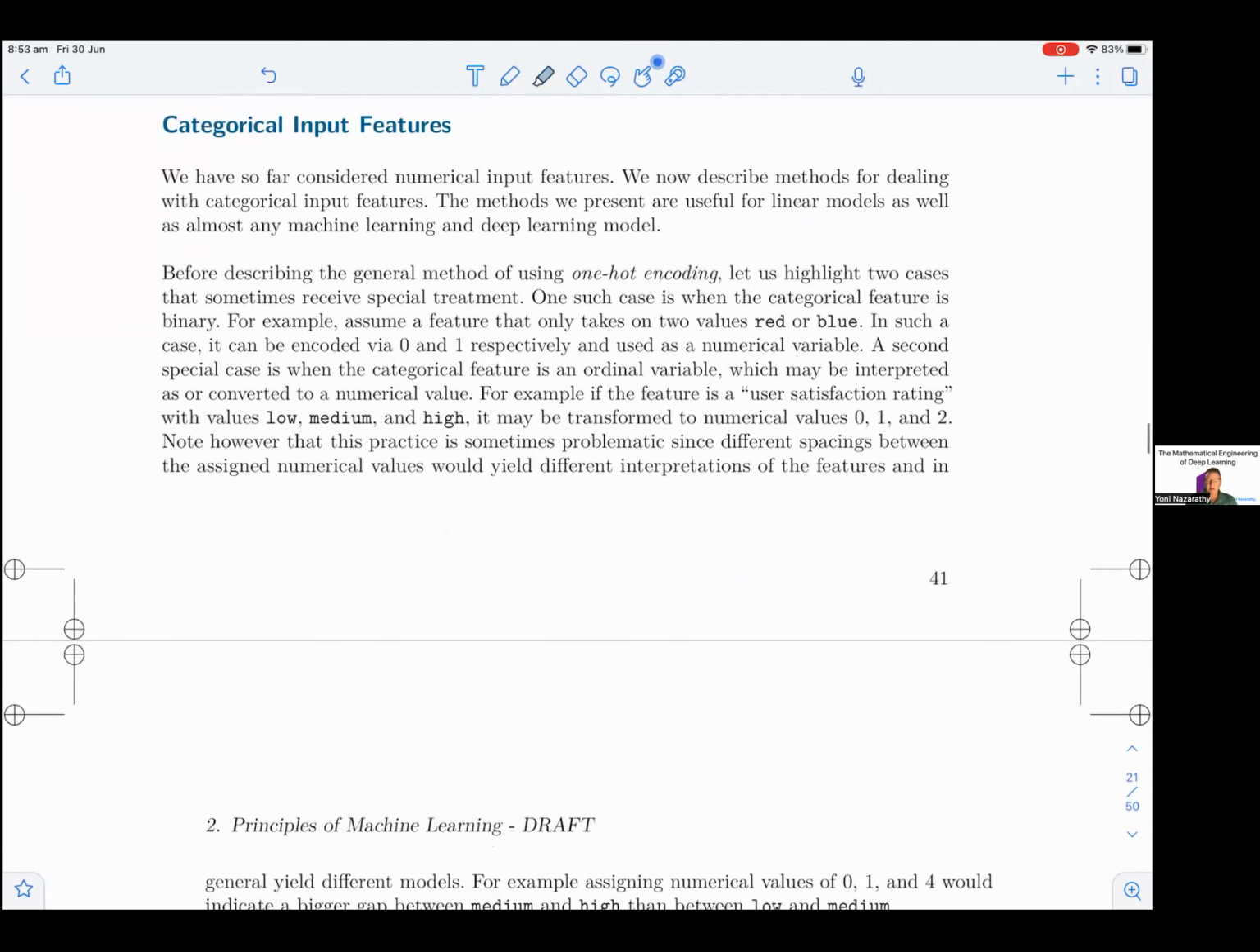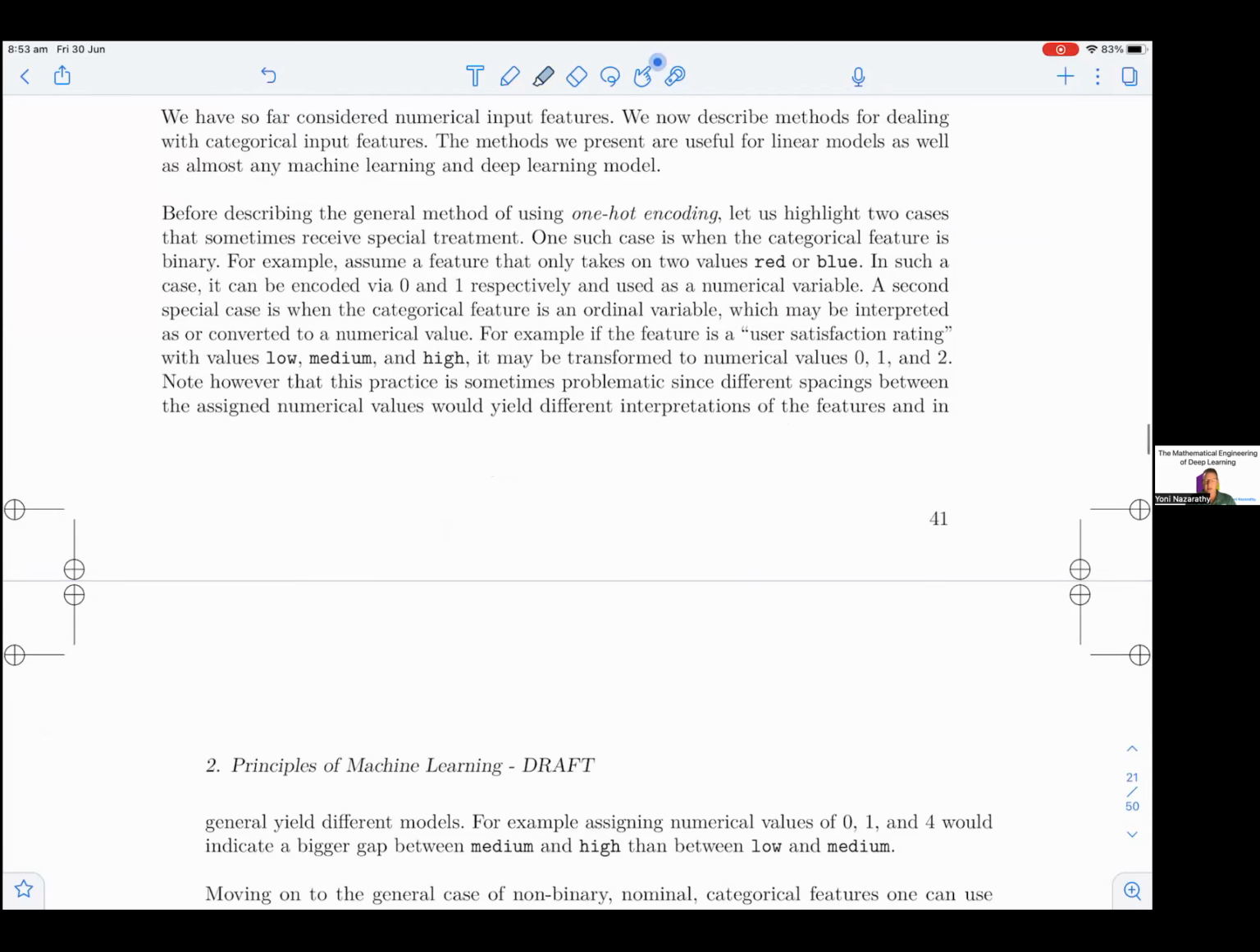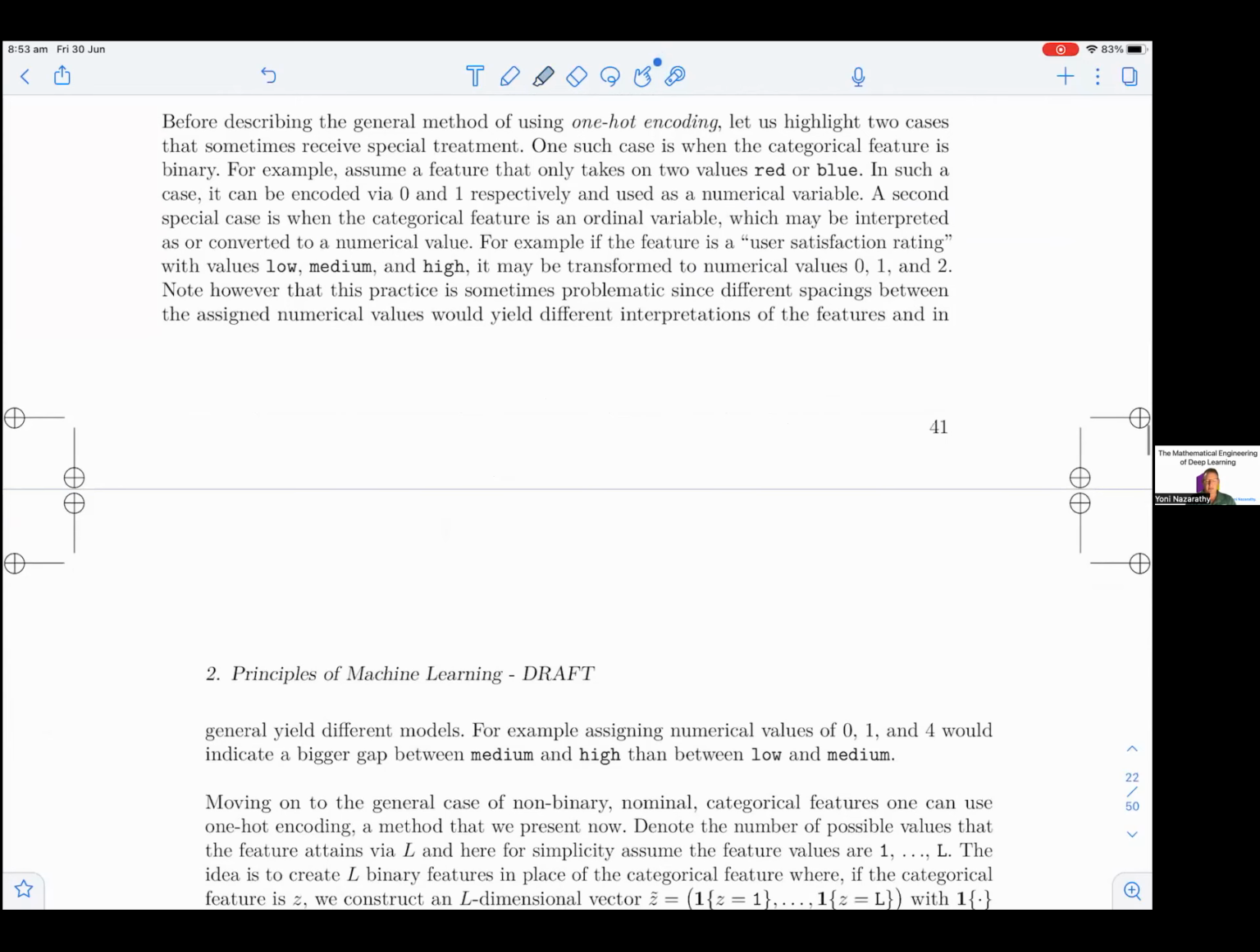Before describing the general method of using one-hot encoding, let us highlight two cases that sometimes receive special treatment. One such case is when the categorical feature is binary. For example, assume the feature only takes on two values, red or blue. In such a case, it can be encoded via 0 and 1 respectively and used as a numerical variable.